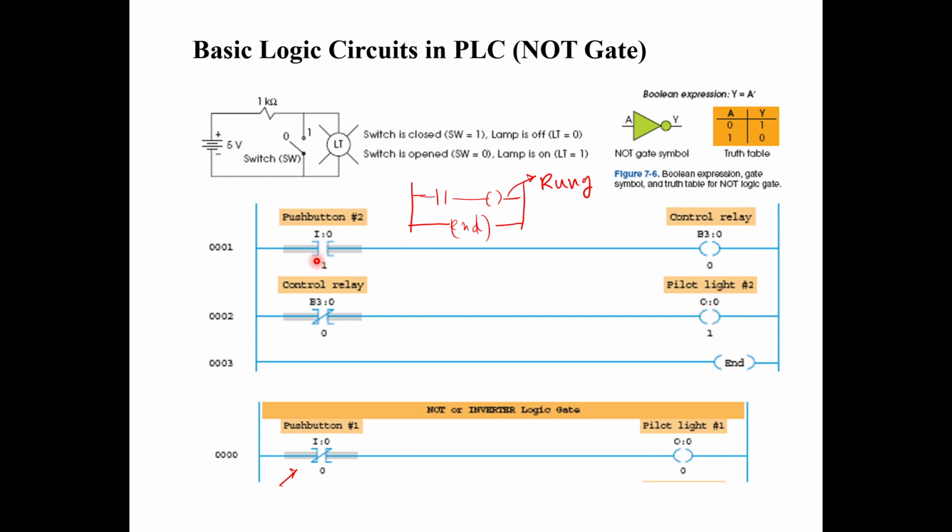So what happens is you press this switch, so this one will become true. Once this is true, the normally closed contact will become open, so the light will be turned off. But if you do not press it, it will be false. False means the normally closed contact will carry the current, and your pilot light will be turned on.